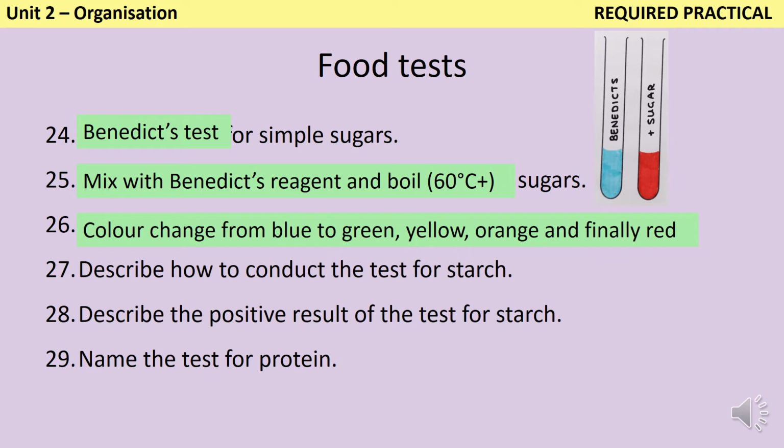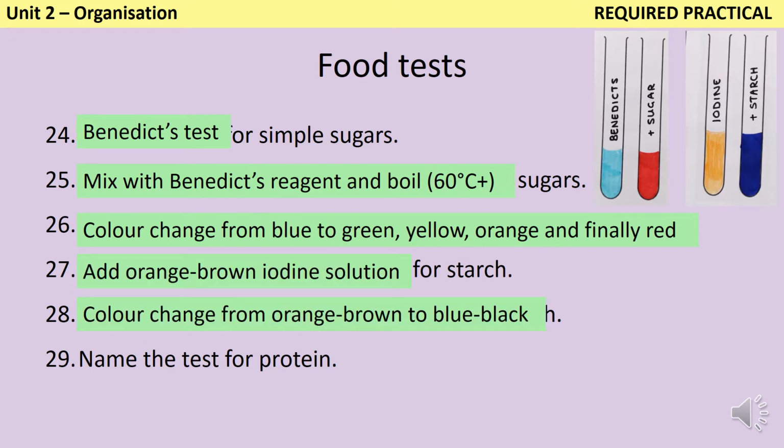To test for starch, we use an orangey brown iodine solution, which will turn blue-black in the presence of starch. The test for protein is the Biuret test. Be very, very careful of your spelling of this word. It's one of the very few examples in GCSE Science where if you don't spell it correctly, you won't get the mark, because it shows that you're confusing it with the piece of equipment that you use in chemistry for measuring volumes.